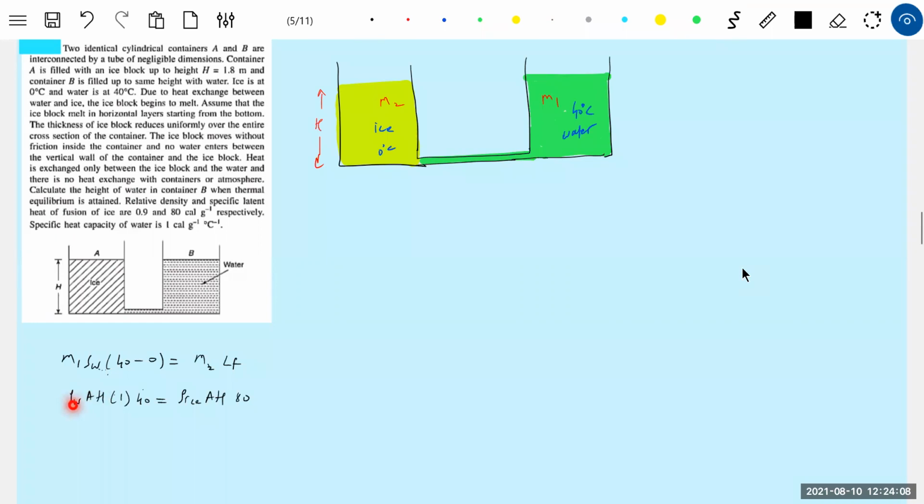What is the density of water? 1000. Density of ice is 800. You check it now. Definitely this 1000 is in fact less than this value. So therefore all ice will not melt. Okay, now we are in a better position. Then only some part of ice will melt. So how to calculate what is the part of ice that will melt? We'll take help of this.